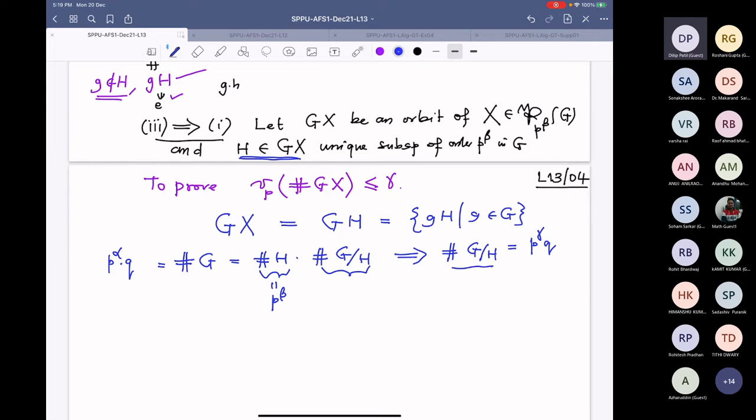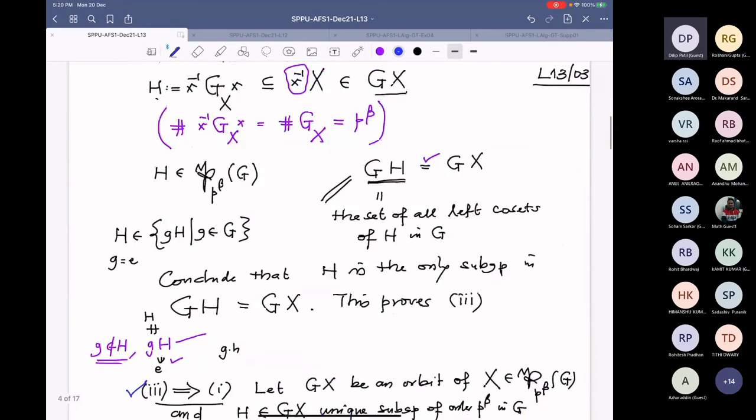But this cardinality is the same as the cardinality of Gx. If you want to write one more step, you can write: this is the same thing as the orbit of H, and this is the same thing as the cardinality of Gx. And therefore, what do we know? Vp of that is actually equal to gamma. But fine, this is also less than or equal to gamma. So that proves this: 3 implies 1. Remember what is 1.